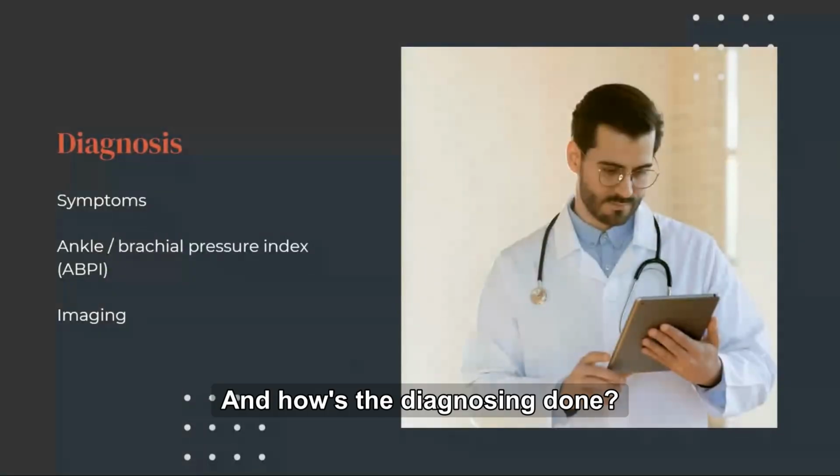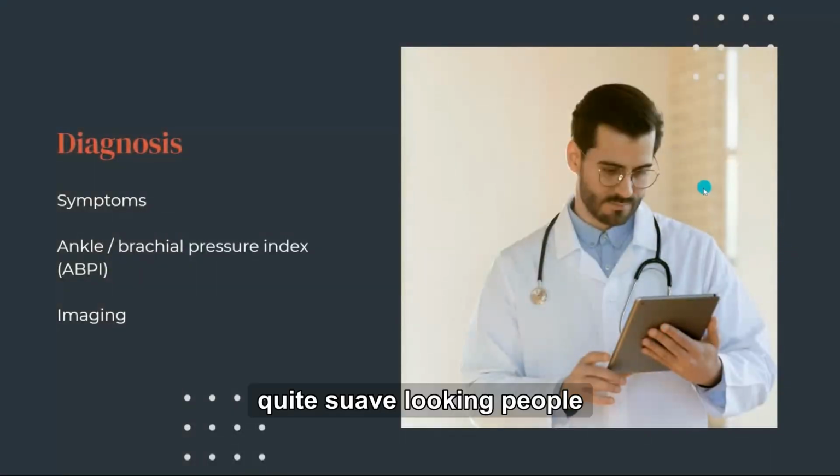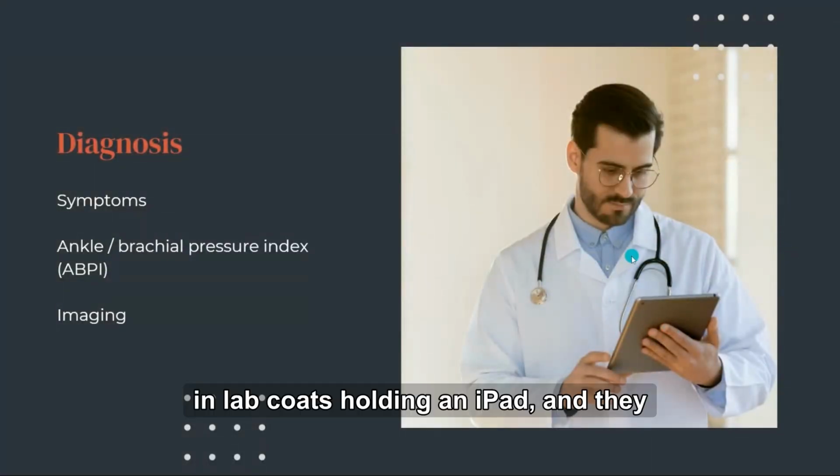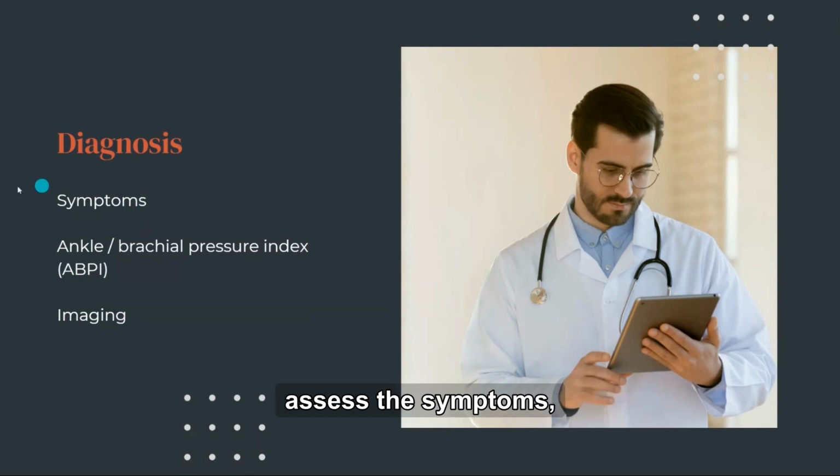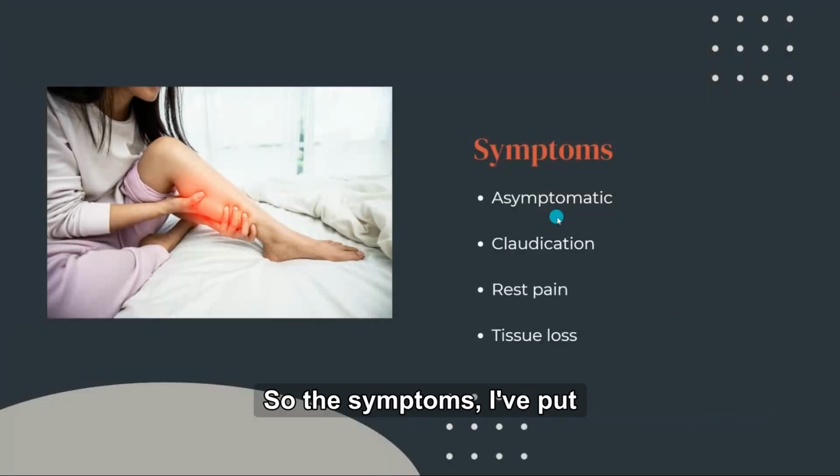And how's the diagnosing done? Well, it's done by quite suave looking people in lab coats holding an iPad, and they assess the symptoms. They can do an ankle brachial pressure index, and then they can order imaging and they can read the reports on these little iPads. So the symptoms, I've put asymptomatic at the top there. Sounds a bit stupid, but I'll explain that in a bit.